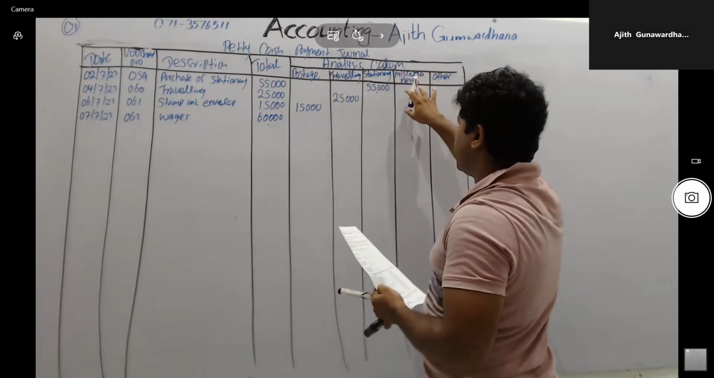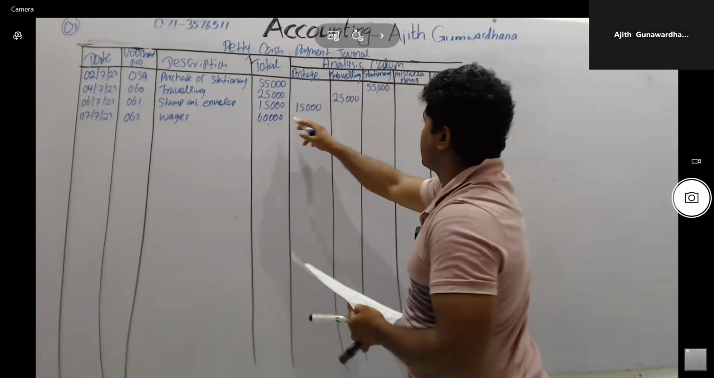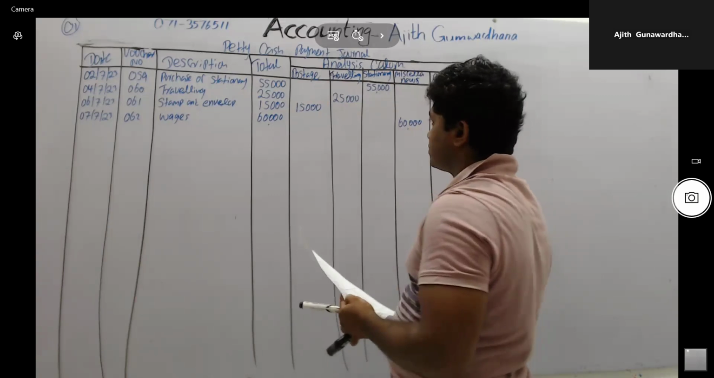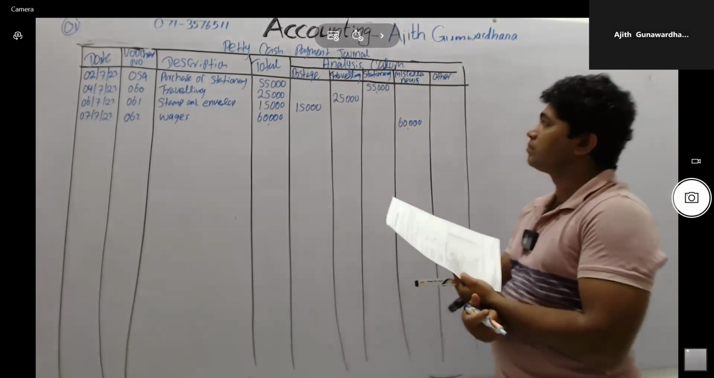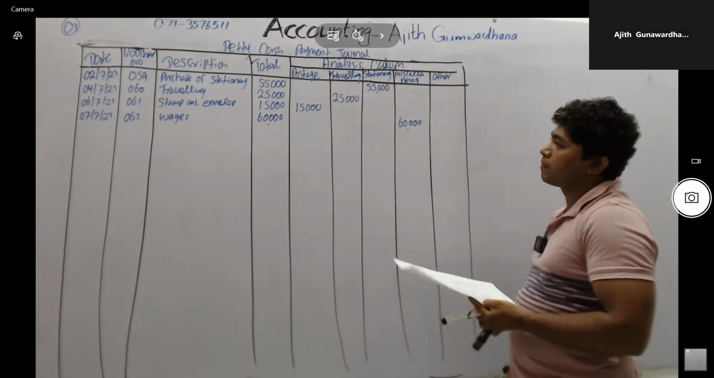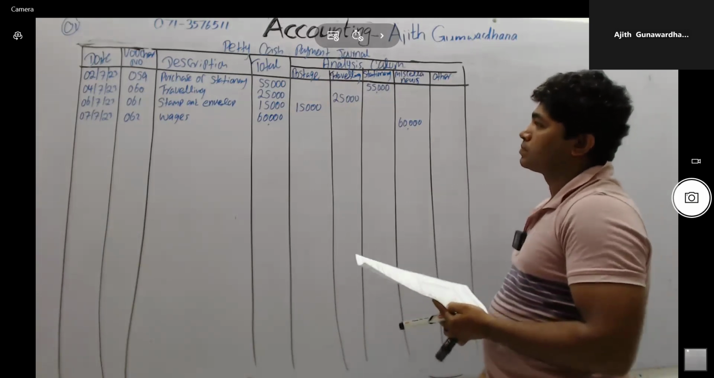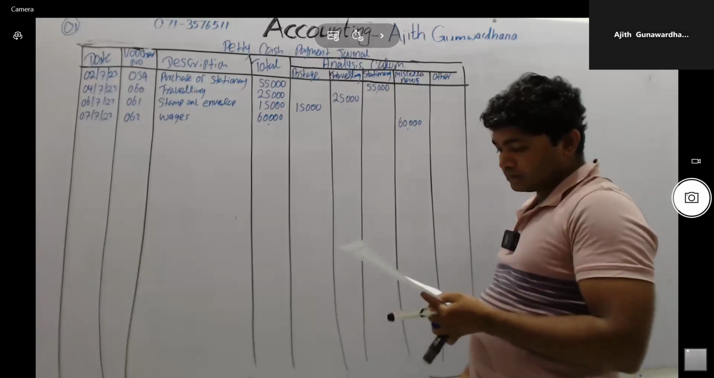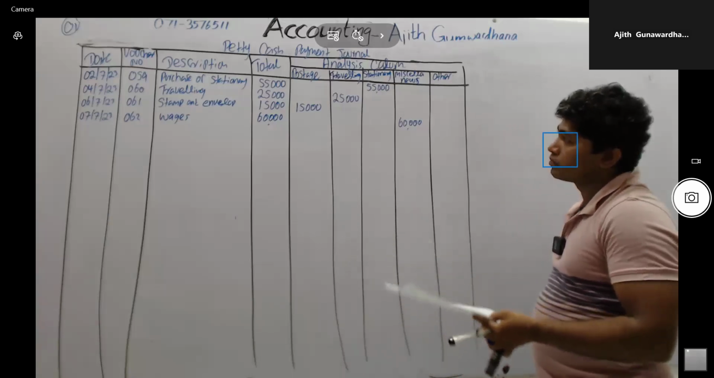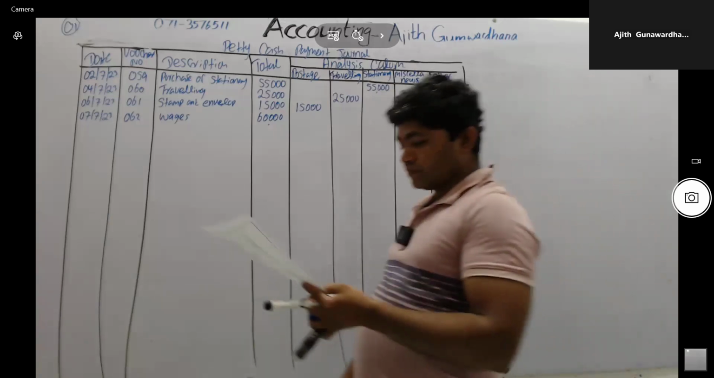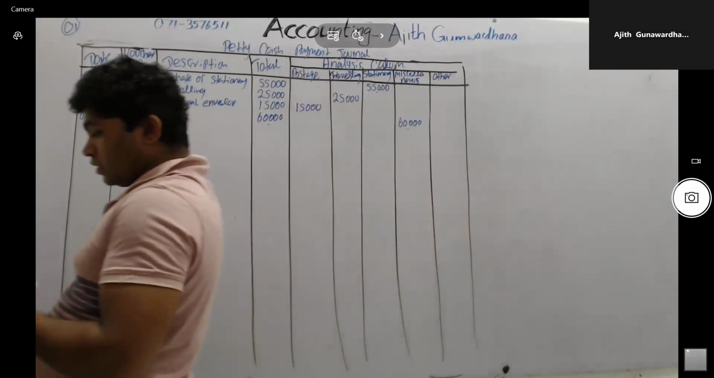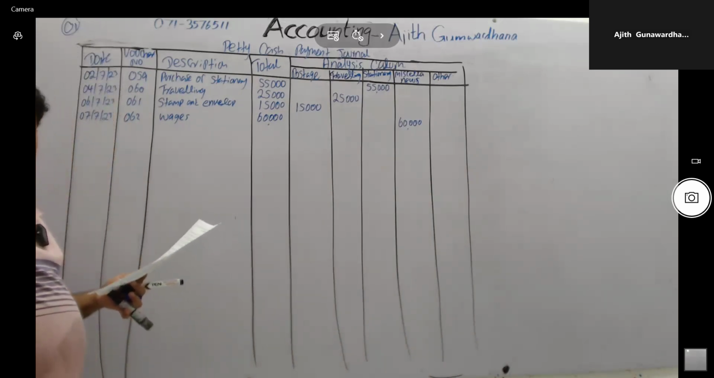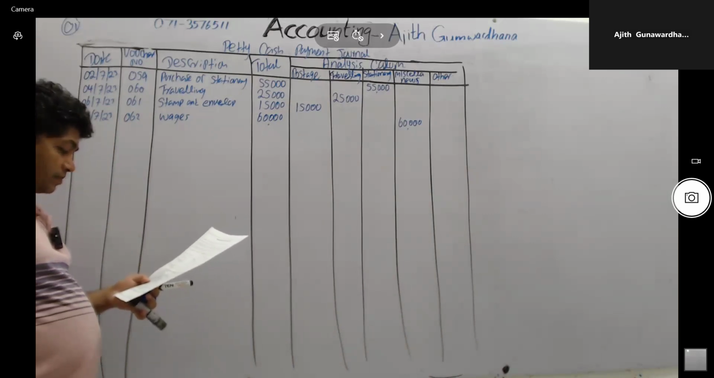Miscellaneous expense, it is equal to sundry expense. Therefore, here as wages, 60,000. Wages. Next one, right, record like that. A small amount of expense paid in cash will be recorded here. A small amount of expense paid in cash.